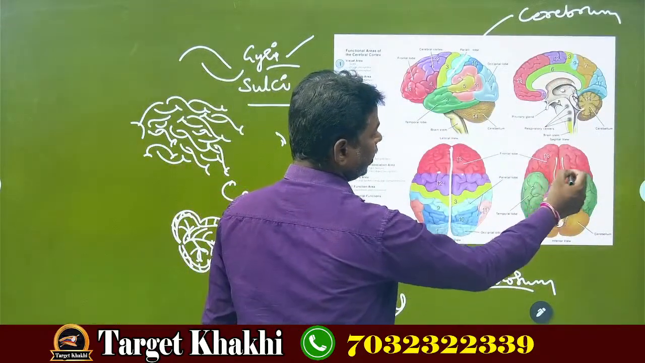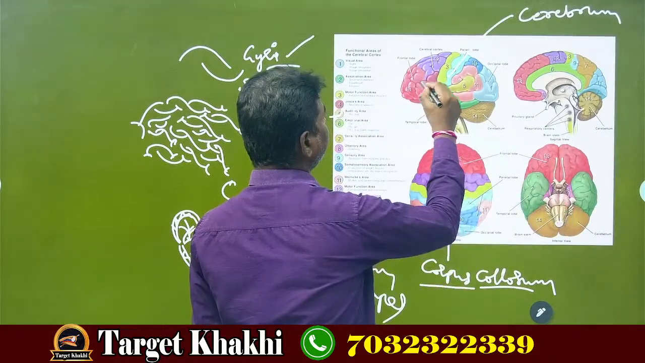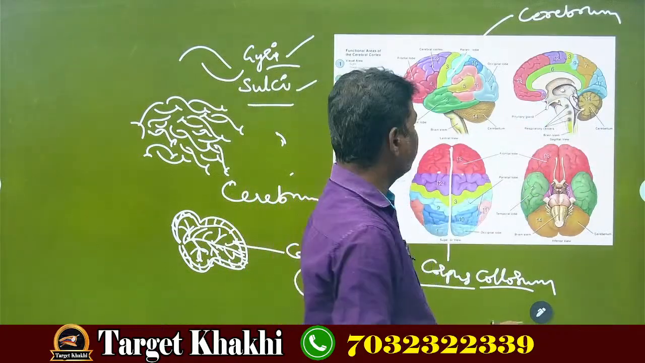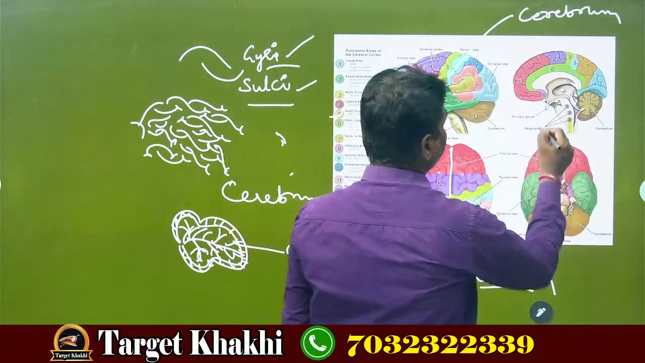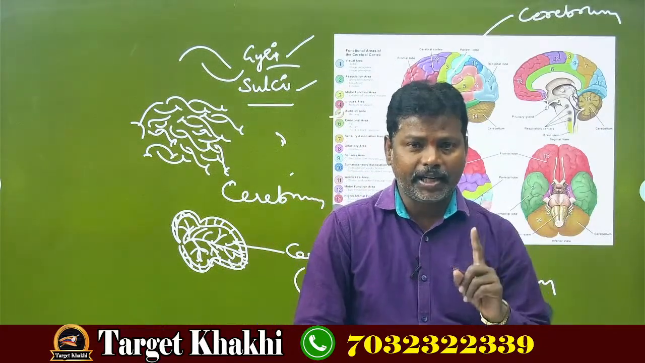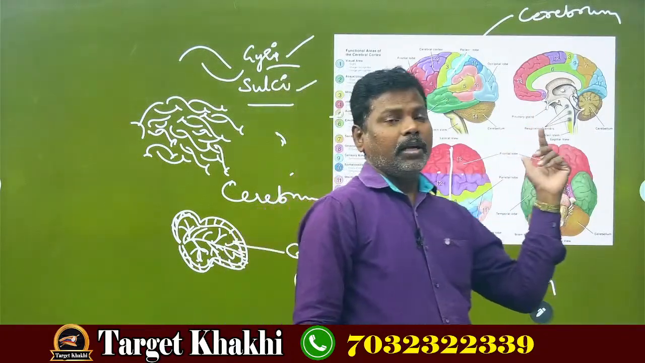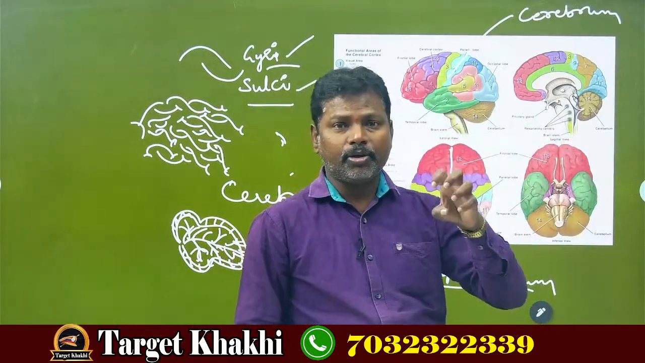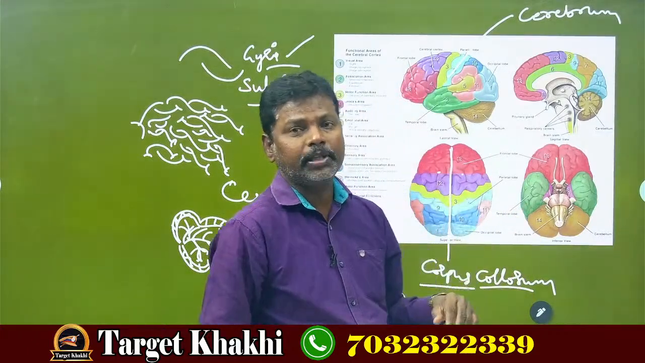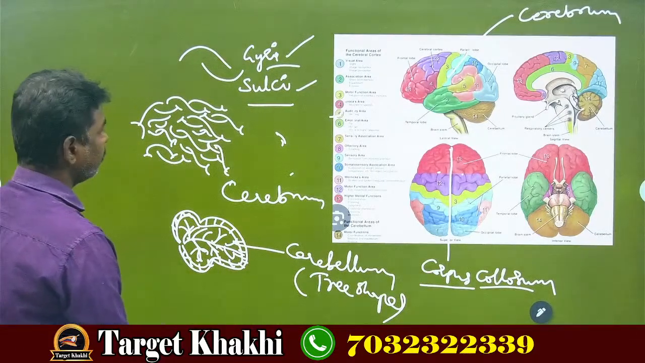You can see different colors. These are lobes. Number of folds are there, number of gyri and sulci. Why? To accommodate more neurons. So the pituitary gland is an endocrine gland present in the brain, and it is controlled by the hypothalamus. Again, what is the hypothalamus? Now we are going to discuss that.